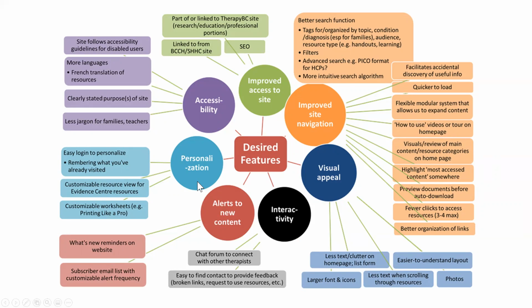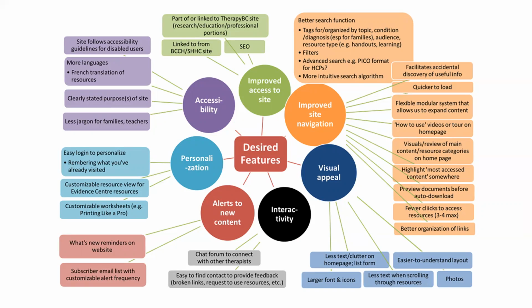Further to that area of personalization, they wanted to have customizable resources, and they wanted to be able to print customizable worksheets. They wanted it to be accessible. They wanted it to follow best principles in terms of accessibility, to include more languages where possible, to clearly state the purposes of the site, and to certainly have less jargon for families, teachers, and others that might be using the site. They wanted improved access.